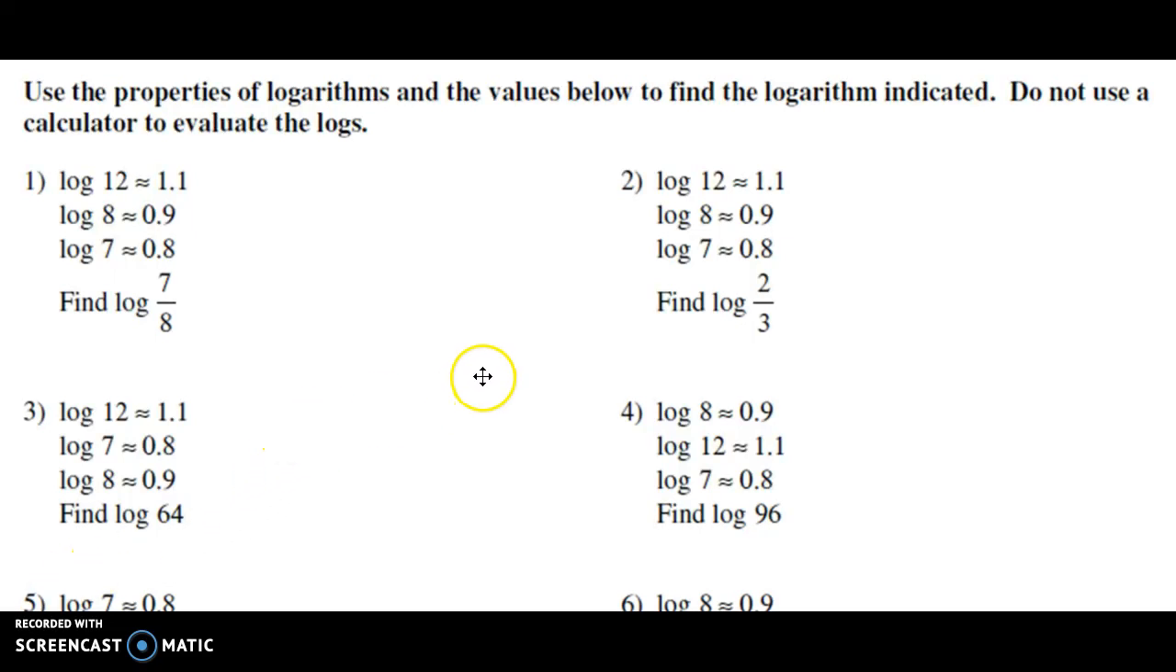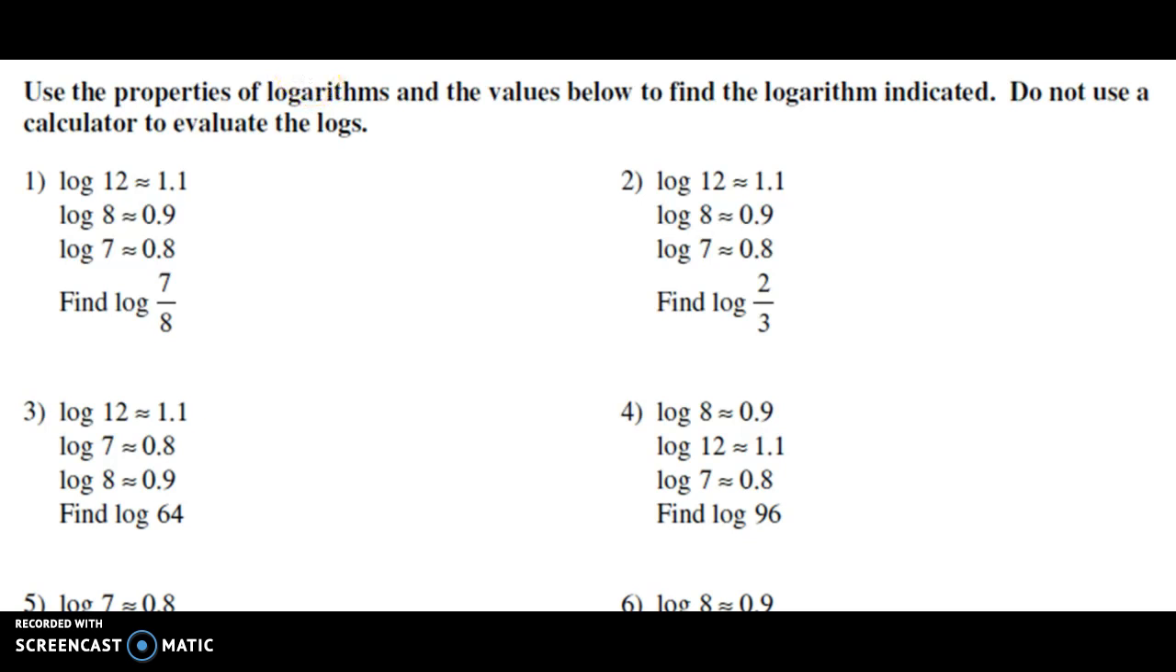This assignment deals with using the laws and properties of logarithms that we've been looking at to simplify and then to estimate a value for a log. For instance, with the first one, I've given you the log base 10. It's not specified, so it's base 10. Log base 10 of 12, 8, and 7. You have approximate decimal values for those. And then the goal is to use these values to estimate the value of log base 10 of the fraction 7/8.